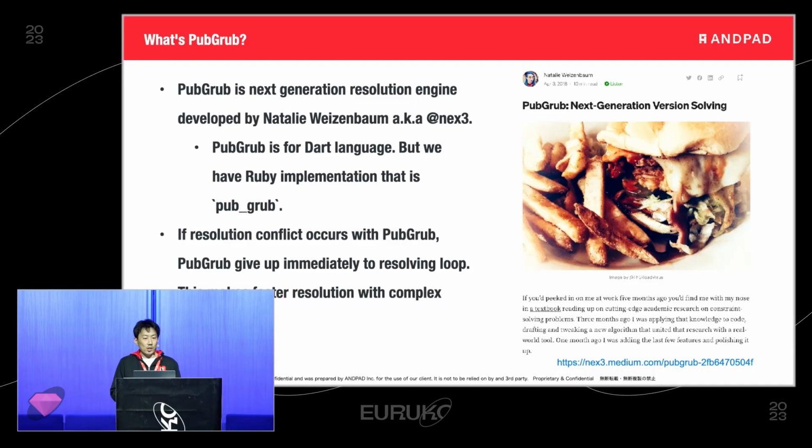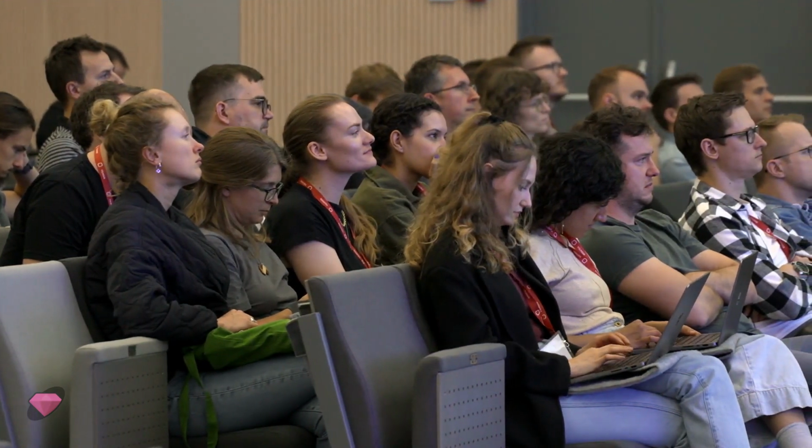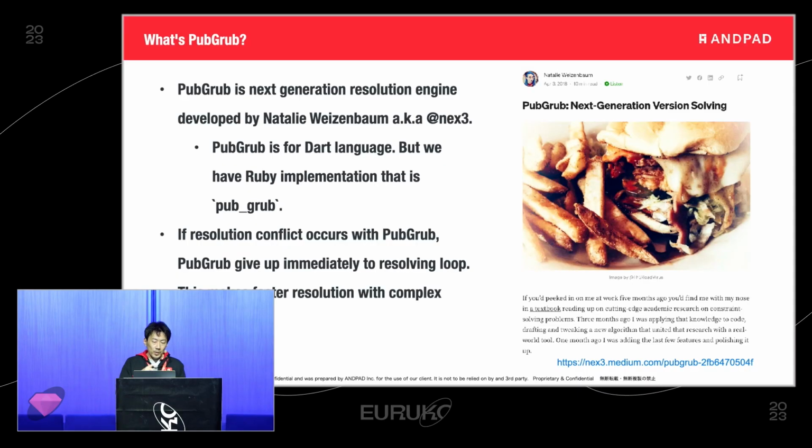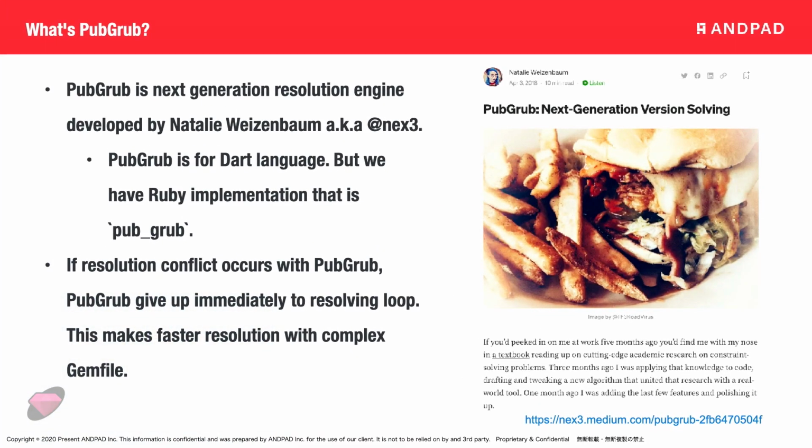PubGrub was developed by the author of Next3, who is also the original author of the Haml template engine. PubGrub was originally developed for pub, which is the Dart package manager. But there are many implementations in other languages like Ruby or Rust or others. So we can see Ruby code here for the internals of PubGrub. Bundler has used PubGrub as its resolver engine since version 2.4.